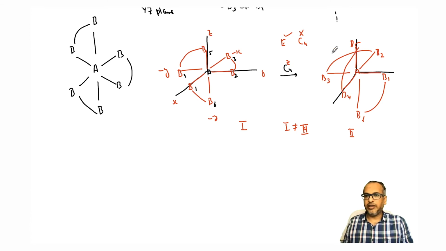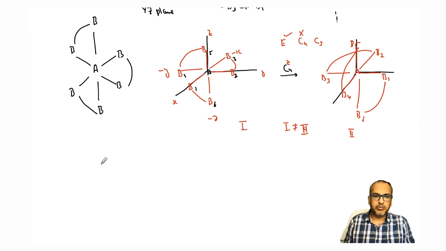So if I cannot have a C4 axis, which is my principal axis in the octahedral case, what is my principal axis here? The next order axis was C3, right? So let us see if the C3 axis exists. Let us try to draw this molecule in a way so that we can easily draw a C3 axis.